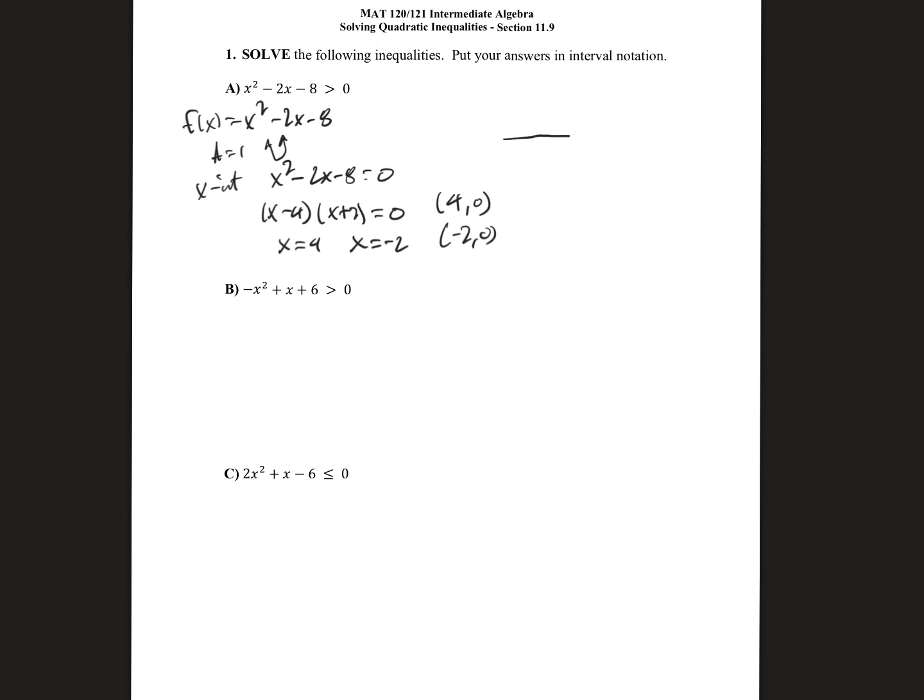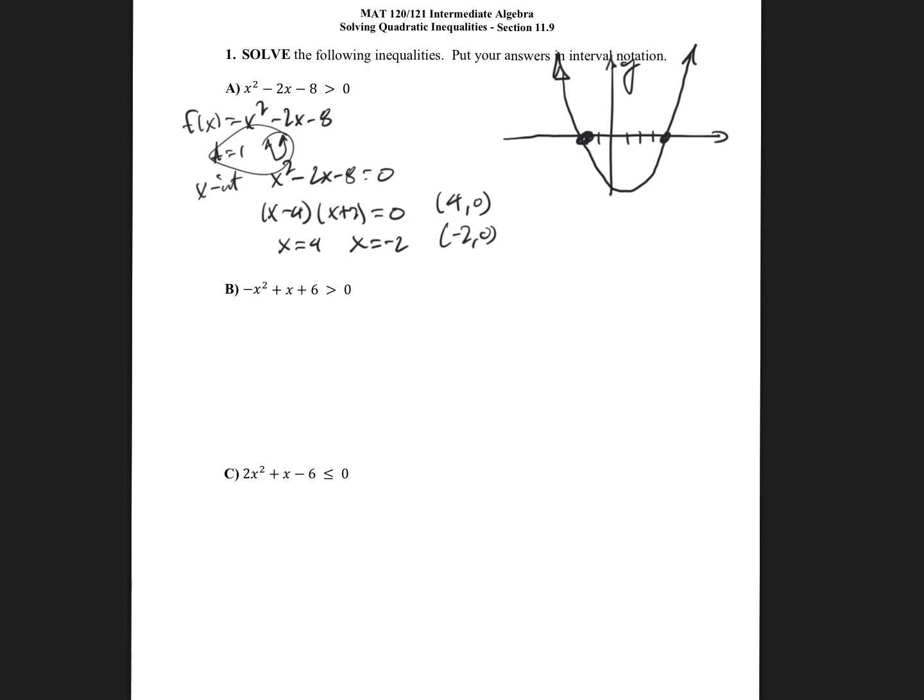So if I put a sketch together, here's my x-axis, here's my y-axis. We know we're crossing the x-axis at 4, 0. We're crossing the x-axis at negative 2, 0. And we know that we're a parabola opening upward. So again, somewhere down here there's a vertex, but that's not important at this point. I just know that this graph is doing something like that. All we need is the sketch.